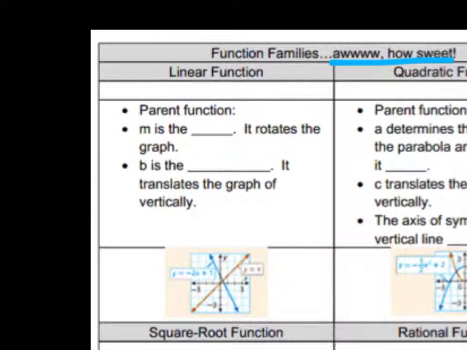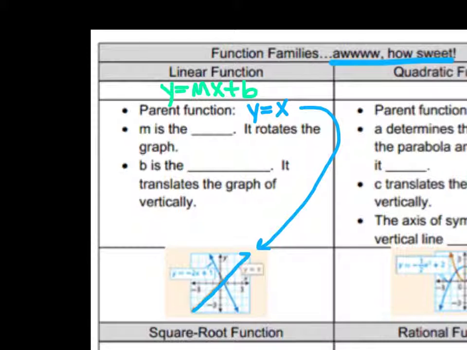The main form for linear functions is y is equal to mx plus b. Our parent function is y is equal to x. Essentially, there's no y-intercept, the slope is 1, and so our parent function is this red line right here, where it just goes right up 1 over 1. Any other linear function is just going to be a rendition of that. It'll have a different y-intercept, might have a different slope, that sort of thing.